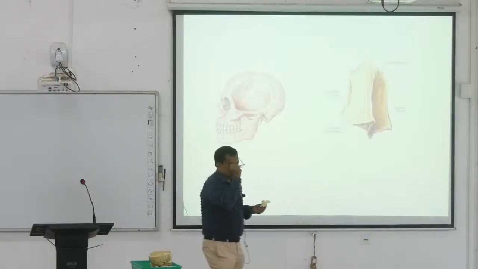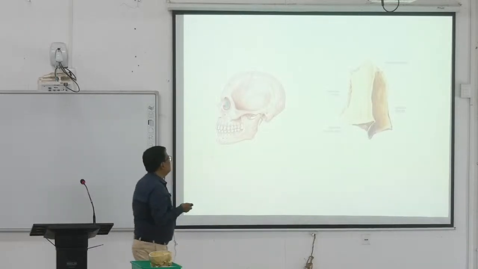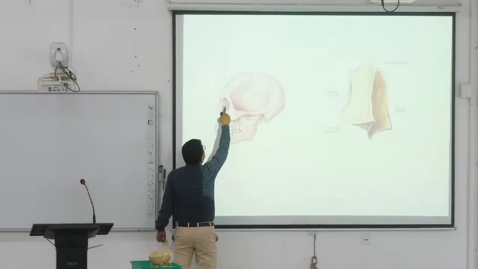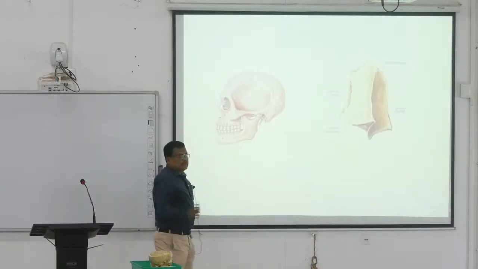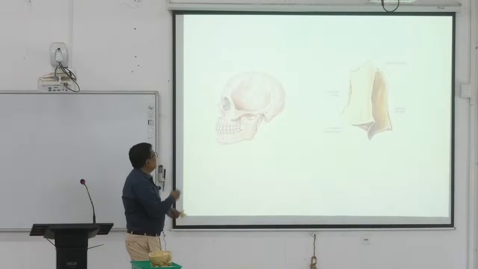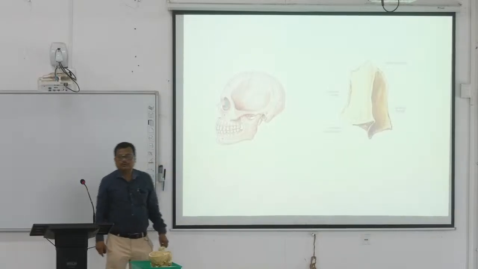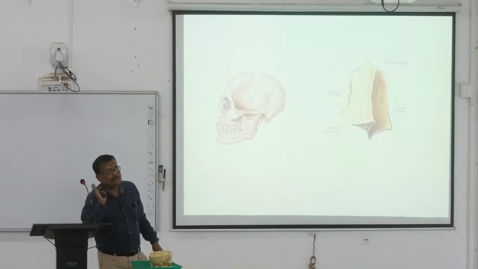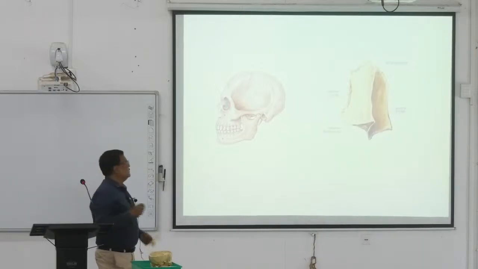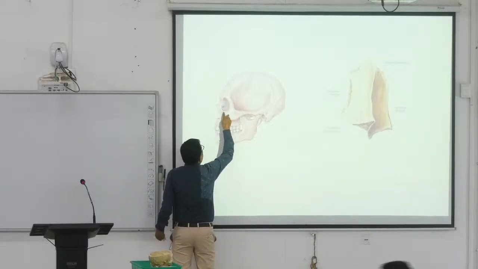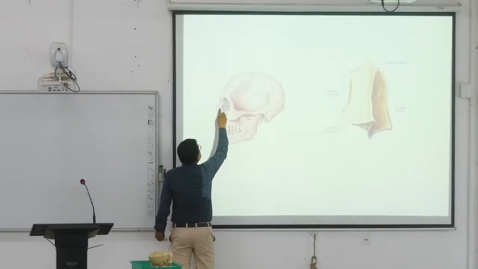It also forms a part of the boundary of the orbit. Here it is the lacrimal bone, right? Look carefully at this figure. The blue color is the lacrimal bone. Can you see it? And this is the frontal process of the maxilla. This is the maxilla.